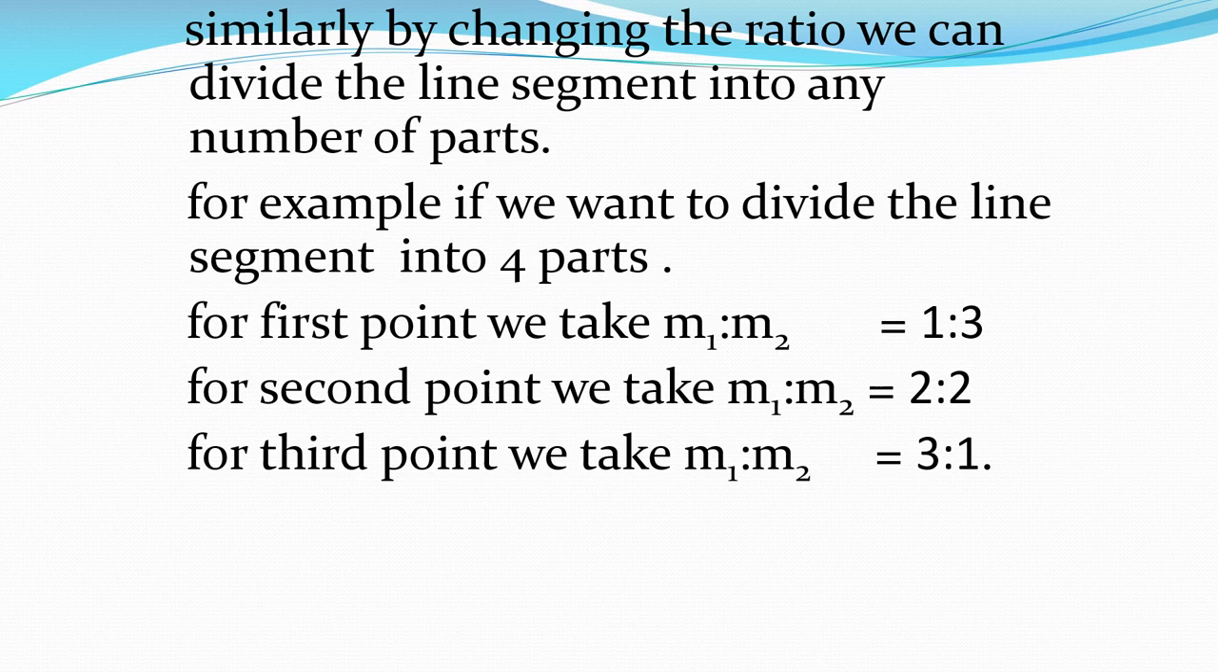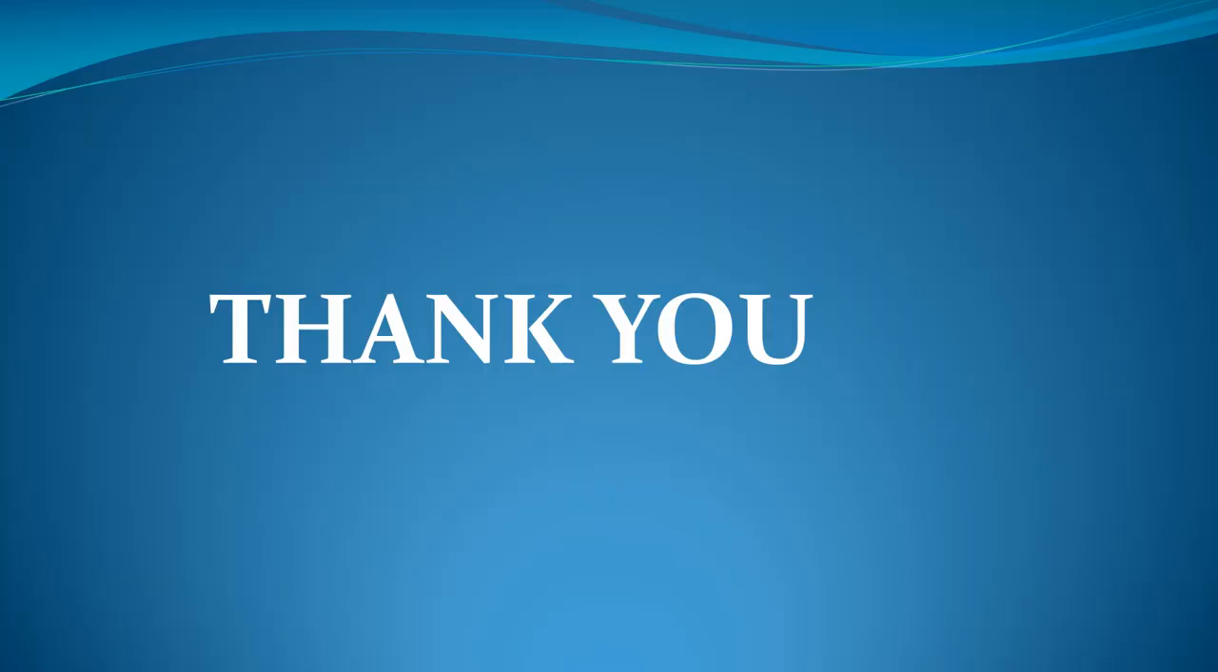Similarly, by changing the ratio, we can divide the line segment into any number of parts. For example, if we want to divide the line segment into 4 parts, in between the two endpoints, we need 3 points. For the first point, we take the ratio as m1 is to m2 is equal to 1:3. For the second point, we take m1 is to m2 as 2:2. For the third point, we take m1 is to m2 is equal to 3:1.